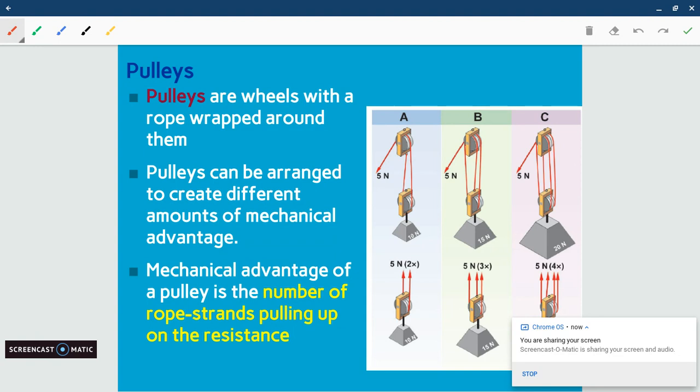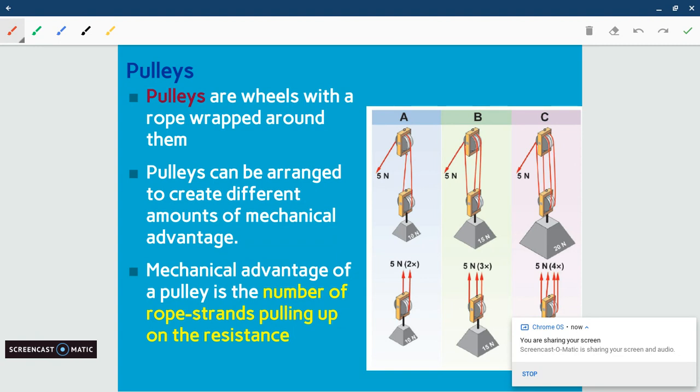You can arrange them in different amounts. You could use a single pulley, you can use two pulleys, you can use a number of pulleys as shown in the examples here, A, B, and C, that there are lots of different pulley arrangements that you can use when you have pulleys. The IMA, the ideal mechanical advantage of a pulley, is considered to be the number of rope strands that are pulling up on the resistance or on the load.